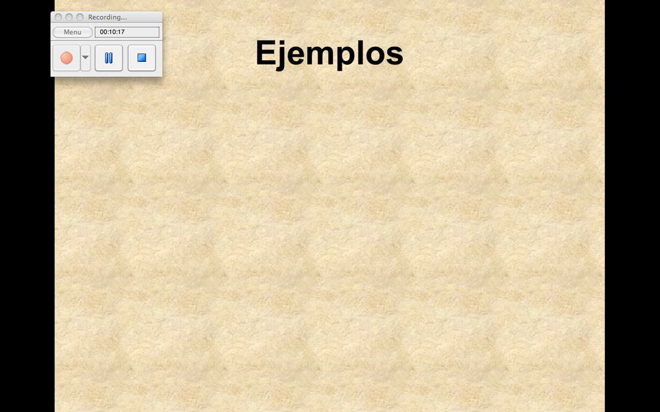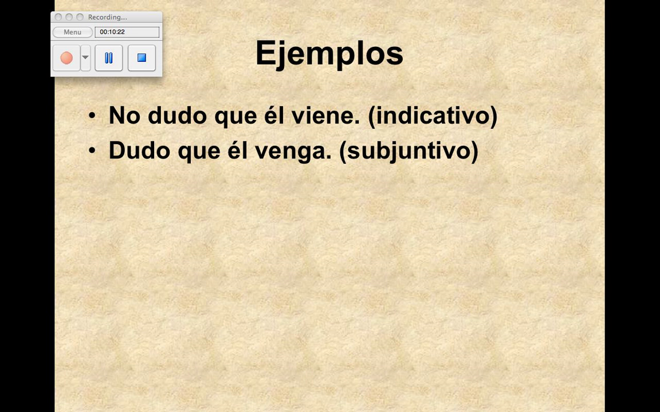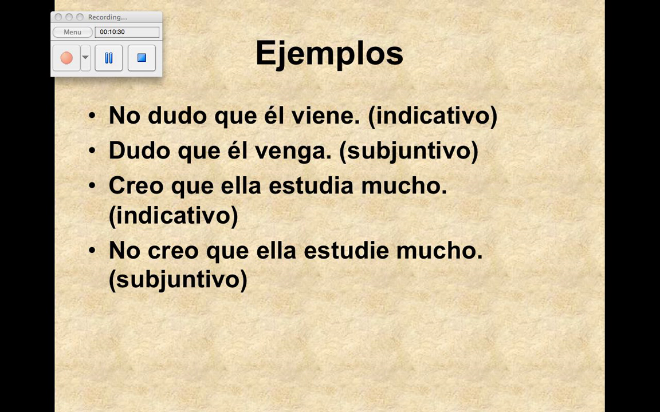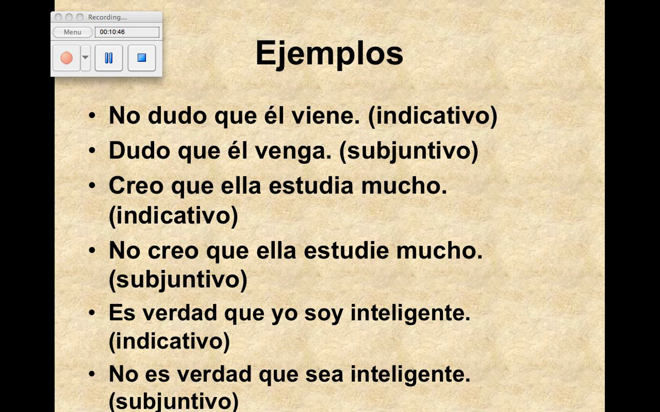Okay, let's go through some examples. No dudo que él viene, so I don't doubt that he's coming. Dudo que él venga, I doubt that he's coming. Creo que ella estudia, I believe she studies a lot. No creo que ella estudie mucho, I don't believe. Okay, now I know like in English you think, well, believe could be, there could be some doubt there, but when you look at these expressions, you need to remember one is subjunctive, one is not. Es verdad que yo soy inteligente. It's true. It's not true.